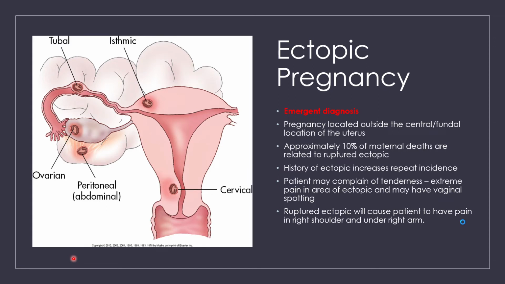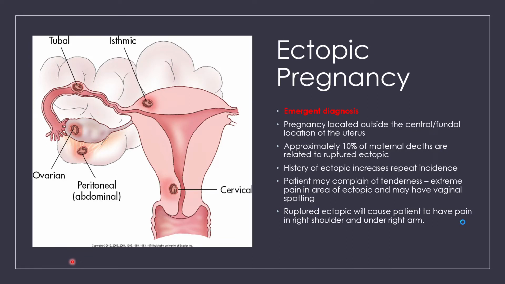But it is important, if we recognize it to be an ectopic pregnancy, that we have a protocol in place so that we know how to handle that situation, okay? An ectopic pregnancy is the only emergent diagnosis that requires you to either refer that patient or get in touch with the physician to handle that situation, okay?